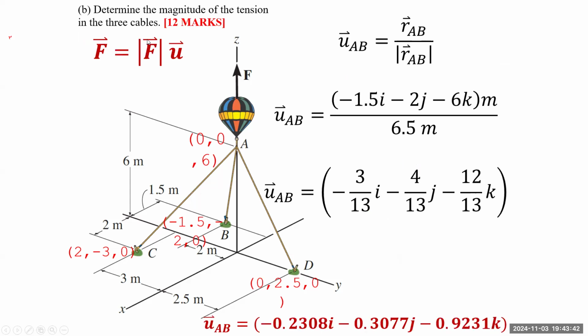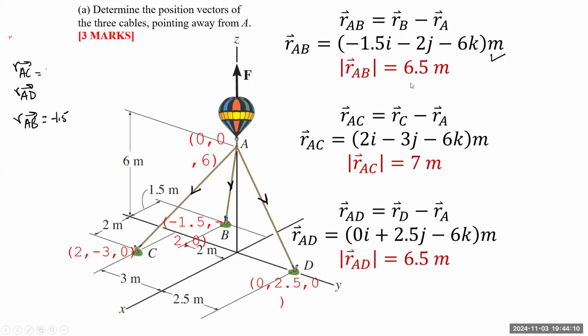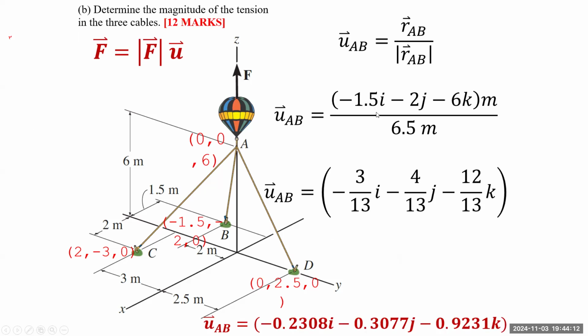All right. So it says determine the magnitude of the tension in the three forces. So you know the modulus times the unit vector. So the unit vector is always going to be the position vector divided by its modulus. So for each one, we found the position vector before. So AB was minus 1.5i minus 2j divided by the modulus of all of these values here. So we do it for them individually, 6.5, right?